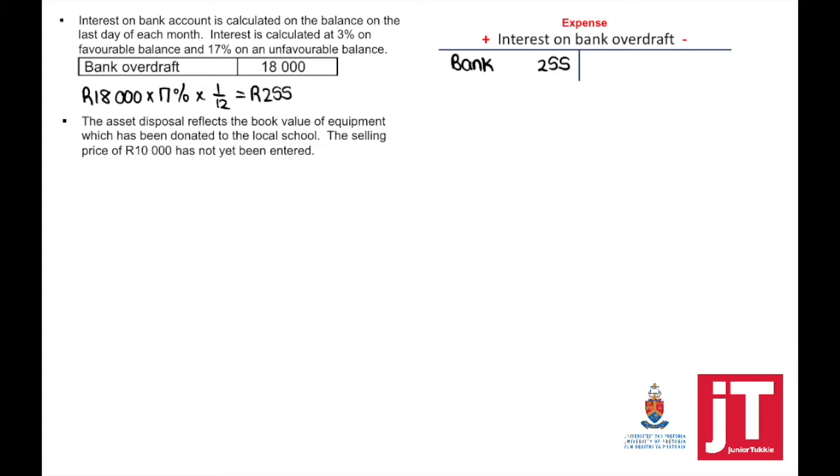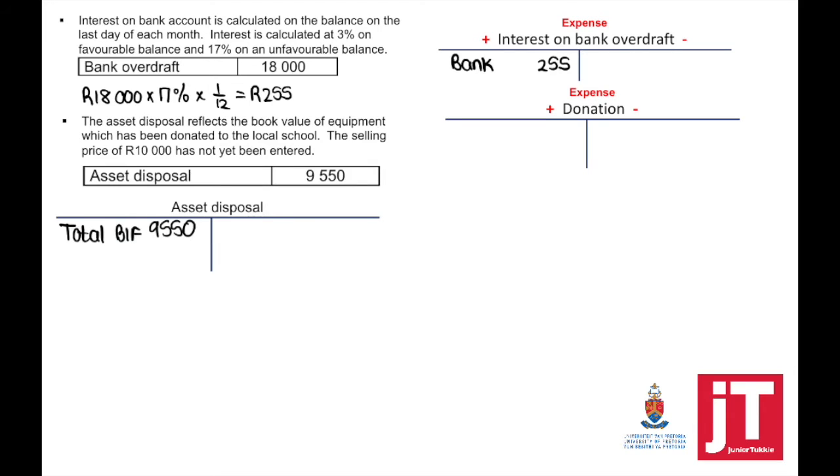The asset disposal reflects the book value of equipment which has been donated to the local school. The selling price of 10,000 has not yet been entered. So if we take a step back and we look at asset disposal, step number 1, take out the cost. Step number 2, update your depreciation. Step number 3, take out the total accumulated depreciation.